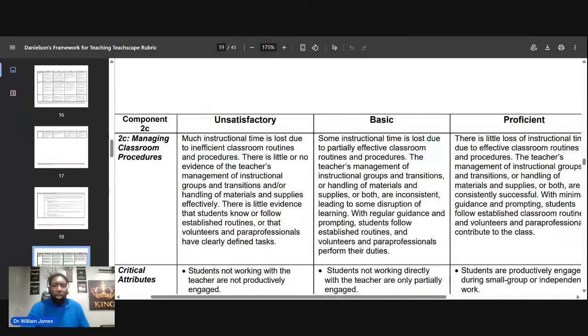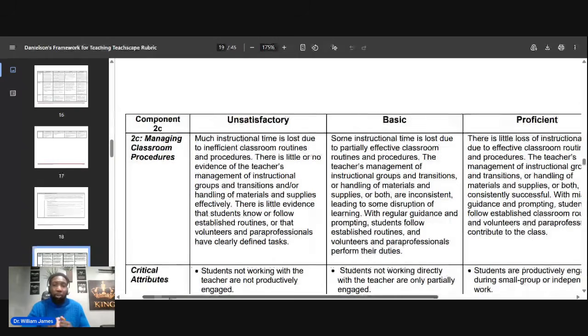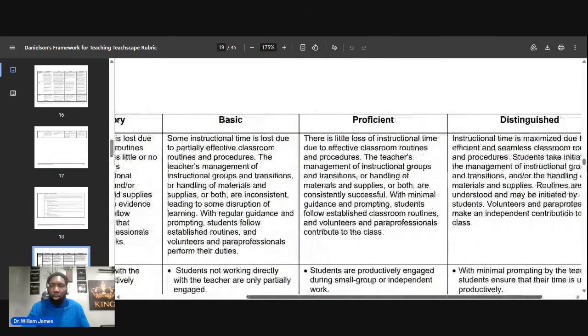So when teachers get rated, for non-teachers or people who are not in education, they get rated on this rubric, and they're either ineffective, developing, effective, or highly effective. So what you see here is unsatisfactory, which would be ineffective, basic, which would be developing, proficient would be effective, and distinguished would be highly effective, okay?